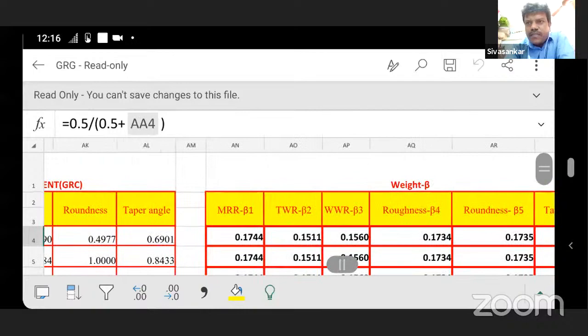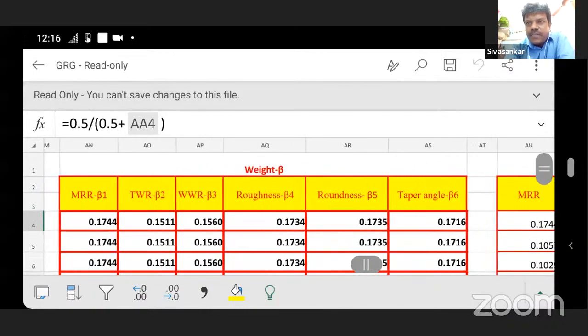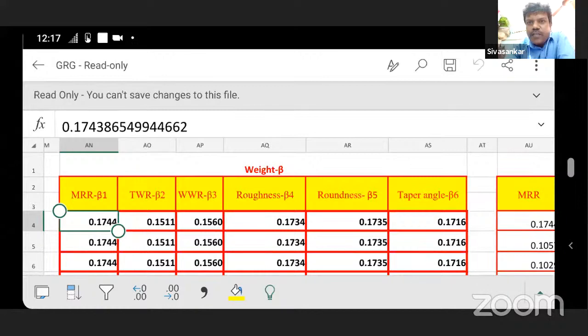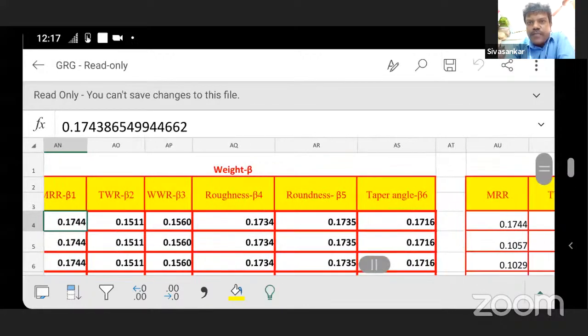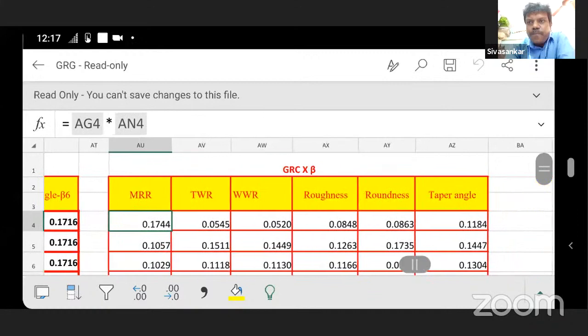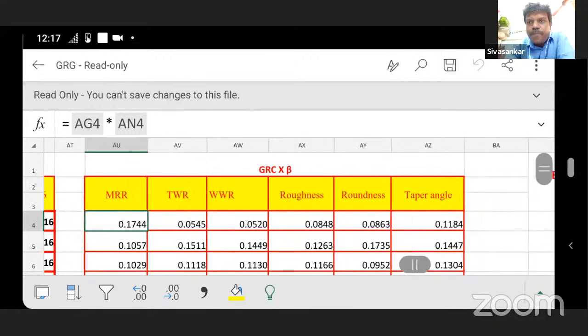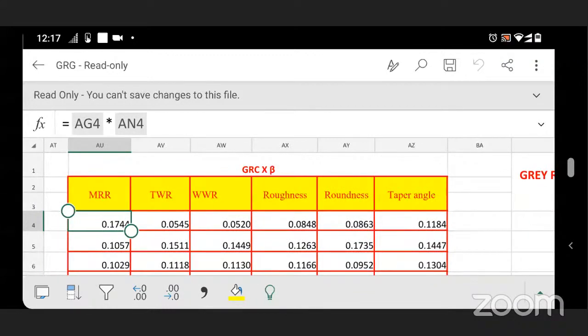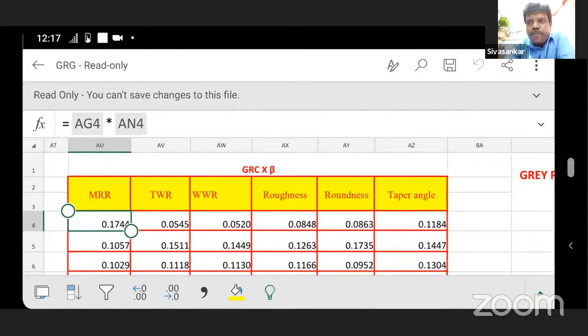Next. Wait. You see? Beta 1, beta 2, beta 3, beta 4, beta 5, beta 6. All these values we have already calculated using the entropy method, right? Then next table, sir. Next table, please keep the first cell of MRR, sir. So this is nothing but the weight of MRR into the gradation coefficient of MRR. Clear, sir? So the gradation coefficient is calculated for all MRR.